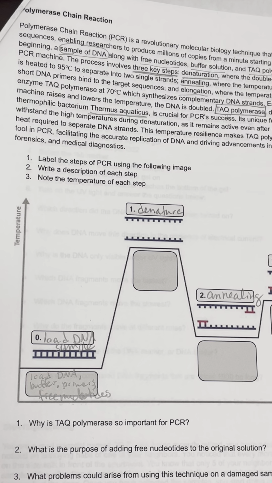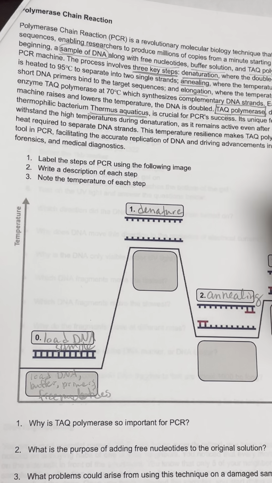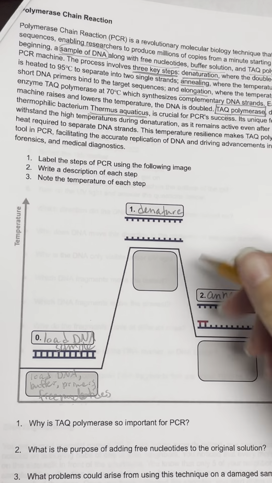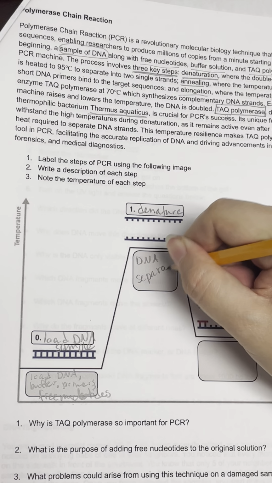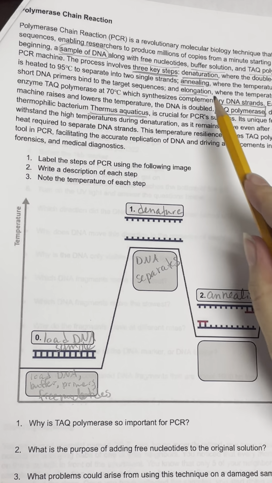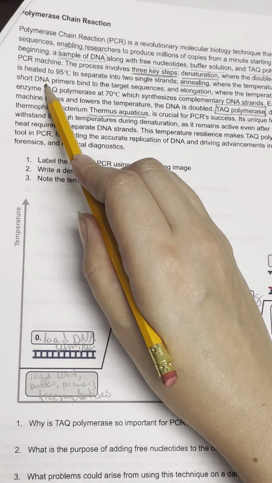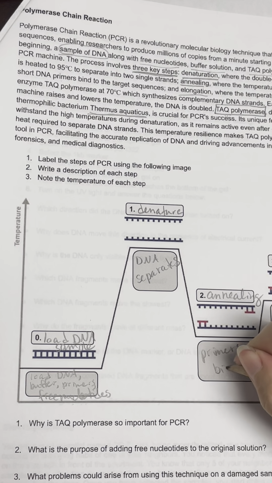Number 1 says denature. If we look at this list where it says denature, this is the double-stranded DNA is heated to separate into 2 single strands. So DNA separates. Next is annealing. If we look at the annealing step, it says the temperature is lowered and the DNA primers bind to the sequence. So the primers will bind.